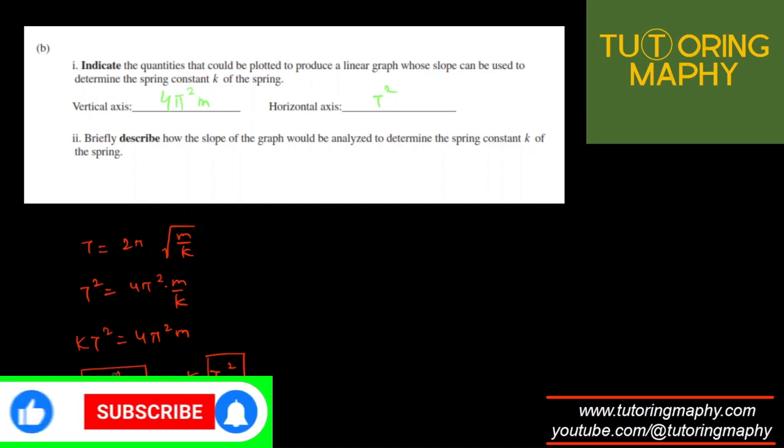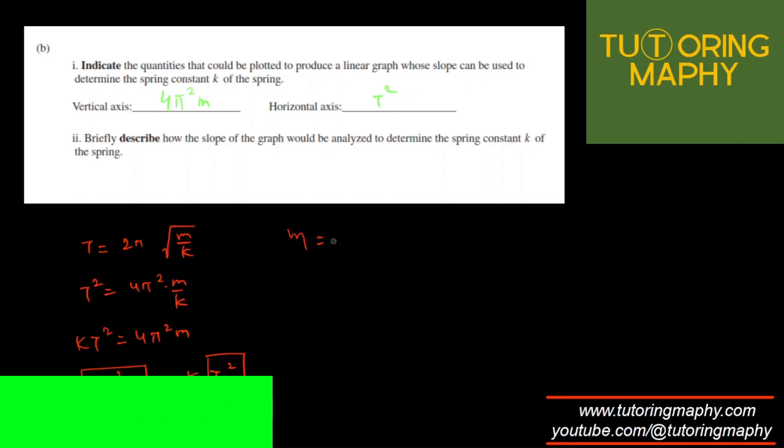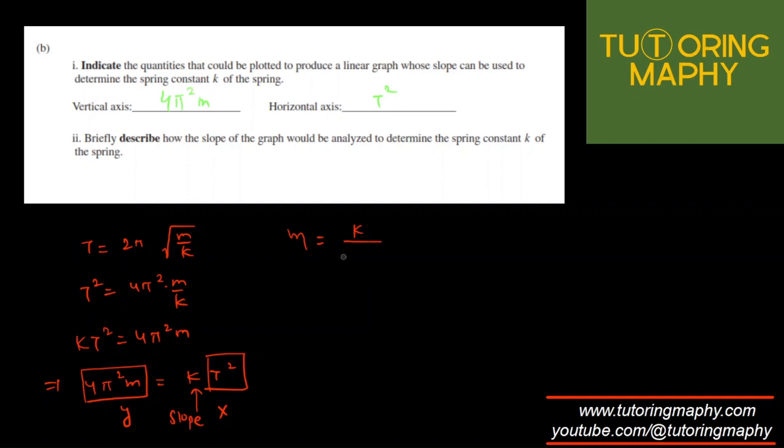Perhaps it will make more sense if I explain what I'm trying to say. If I rearrange this, m is equal to k over 4 pi square t square. This can also be a graph, and now I think we can answer part 2 as well, because otherwise part 2 is like describe how will you analyze. We don't analyze it, right? If we graph between 4 pi square m and t square, then the slope is the k.